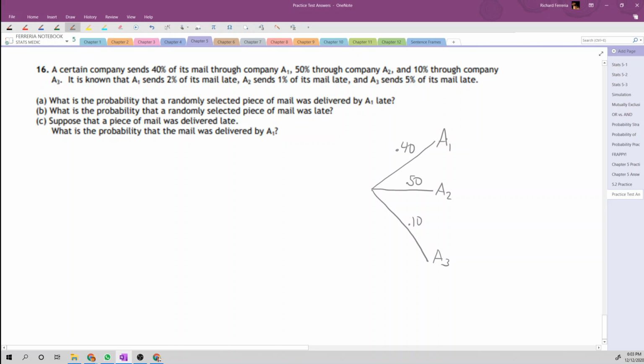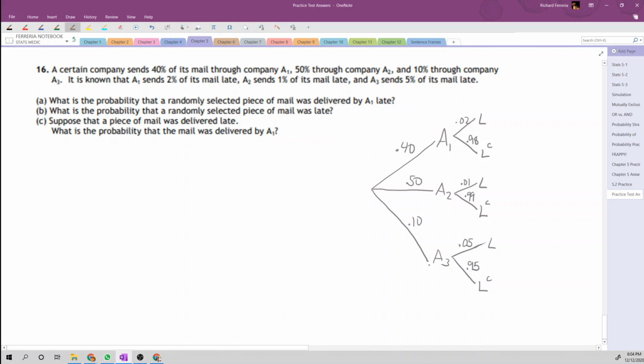Now, there are two things that could happen once they get to the company. They could either be late or not late. So we're going to go ahead and add late and not late for each of these three companies. I wish I made these a little bit longer. Okay, A1 sends 2% of its mail late, which means they send 98% of their mail not late. A2 sends 1% of their mail late, which means 99% not late. And A3 sends 5% of its mail late. Shame on you, A3, again.